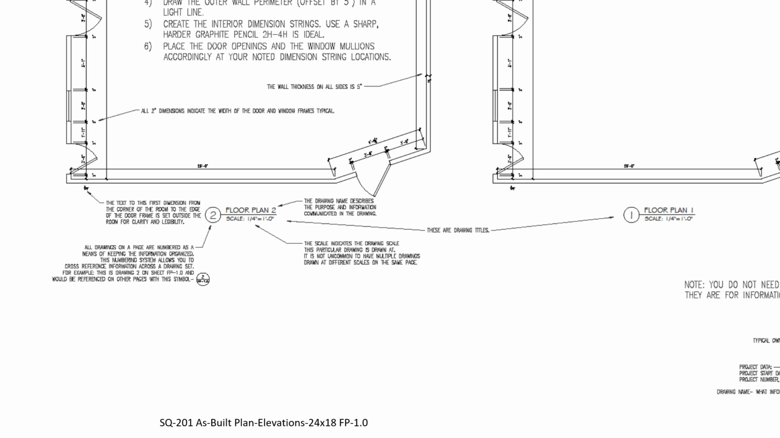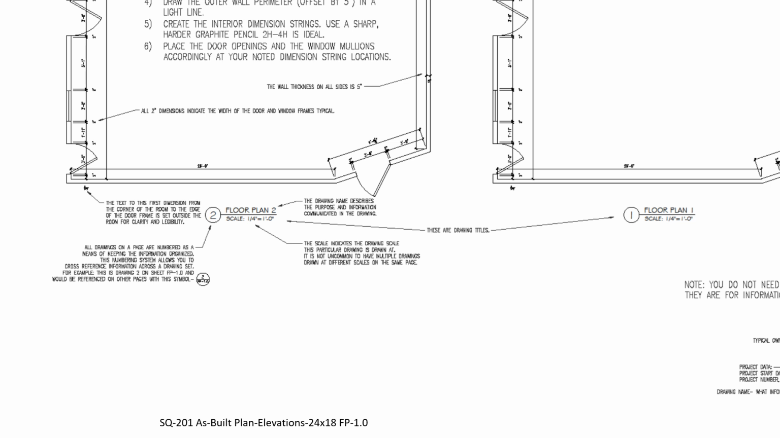So then there's this note here in the center that says these are drawing titles, and it's pointing at this one over here that has a 1 in a circle and says floor plan 1, and it's pointing over here to 2 in a circle that says floor plan 2. Below where it says floor plan, it says the scale of this drawing is 1/4 of an inch equals 1 foot. So this is a standard drawing title.